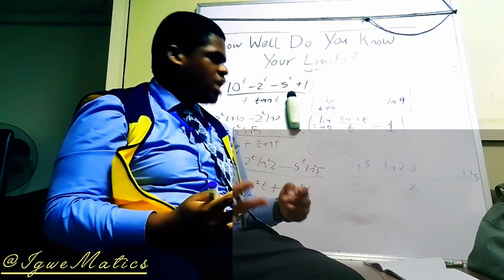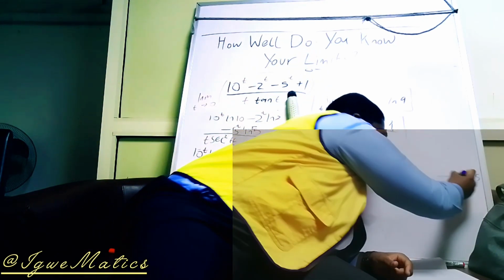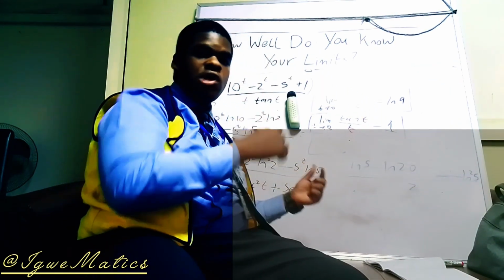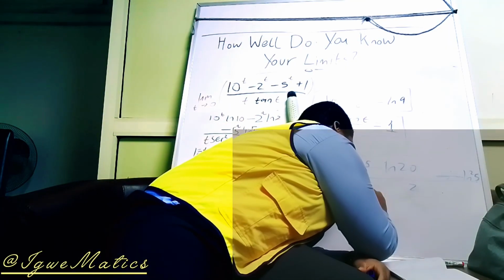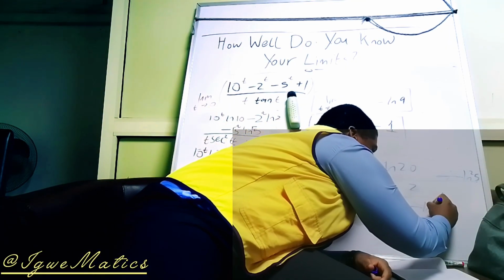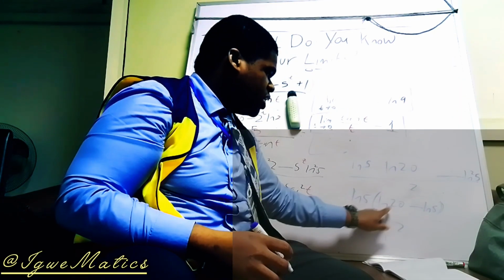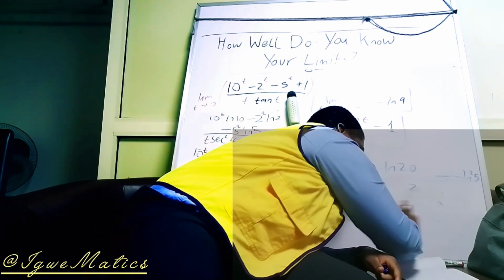The second thing I want to do now is to factorize out ln 5. We have ln 5 here, this will be minus. We have ln 5 here, we have ln 5 here. So let's factor out ln 5. Factor out ln 5, I'm going to have ln 5 times ln 20 minus ln 5. Don't forget, divided by 2. ln 20 minus ln 5, same as ln 4.